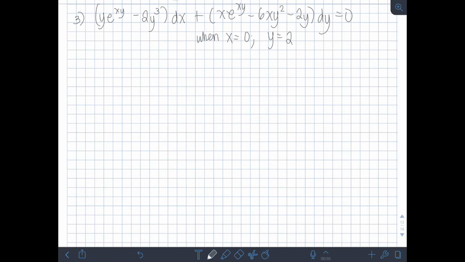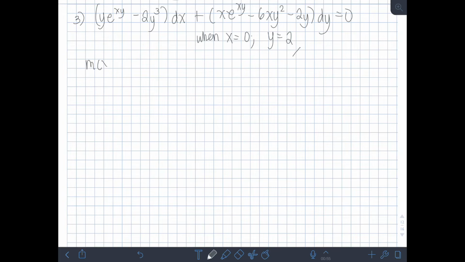Okay? Next, we have the quantity y e raised to xy minus 2y cubed dx plus the quantity x e raised to xy minus 6xy squared minus 2y dy equals 0, when x is equal to 0, y is equal to 2. So we have a condition: y equals 2 when x equals 0. Therefore, we have a particular solution for this DE, so we can solve for the constant. Since this is an exact DE, let's first test whether it is exact.